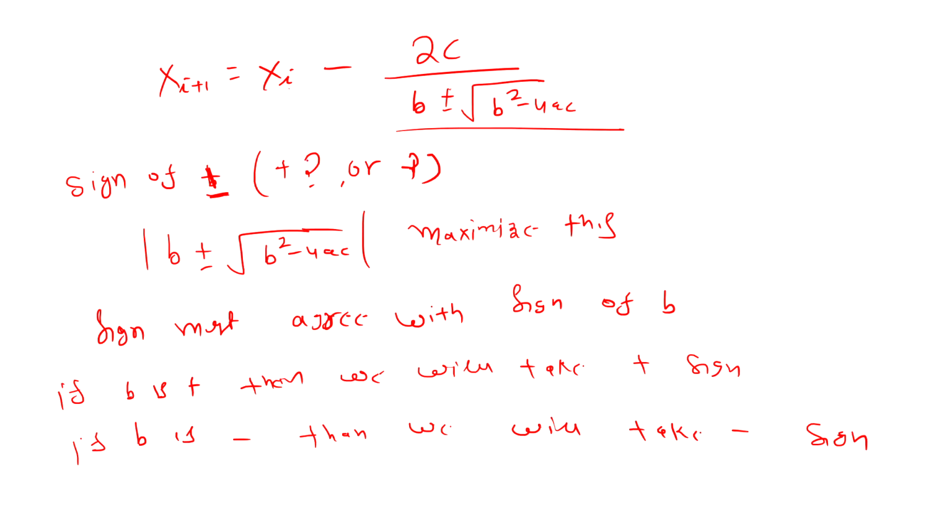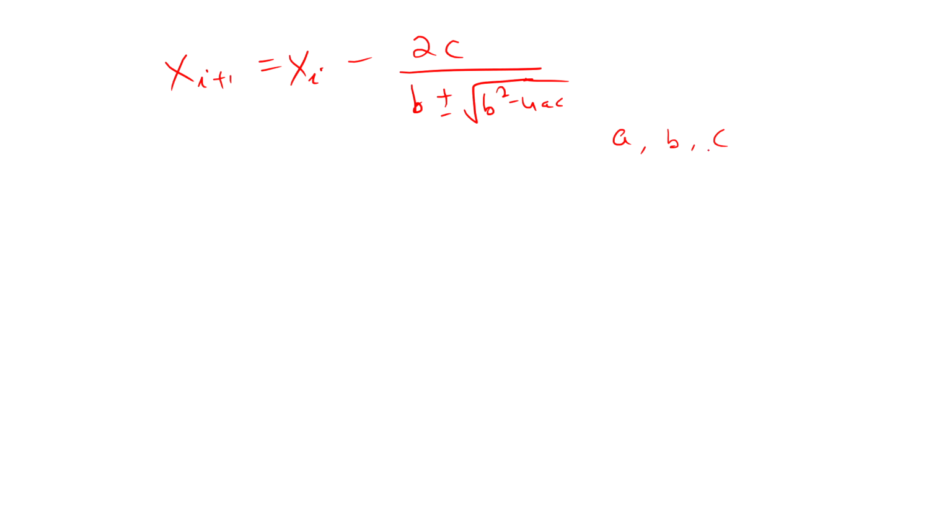So we have this xi plus 1 equal to xi minus 2c upon b plus minus root of b square minus 4ac. At every iteration I will calculate a, b and c. Then I will put the value of a, b and c into this equation, and based on the sign of the b I will choose the sign, either plus or minus, to maximize this denominator, and then I will compute the value of xi plus 1.